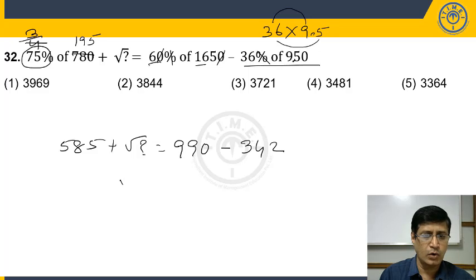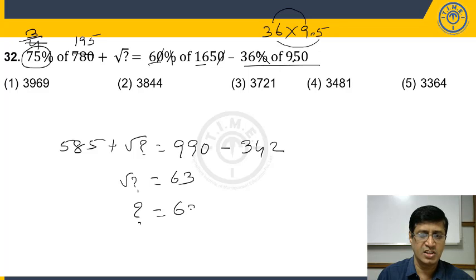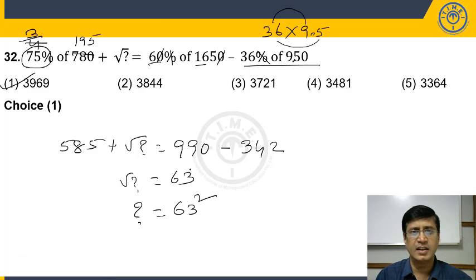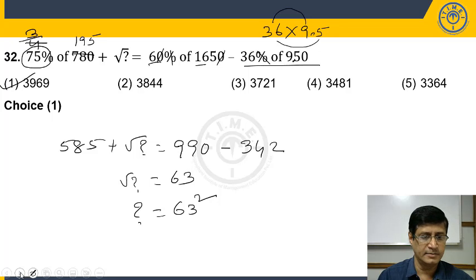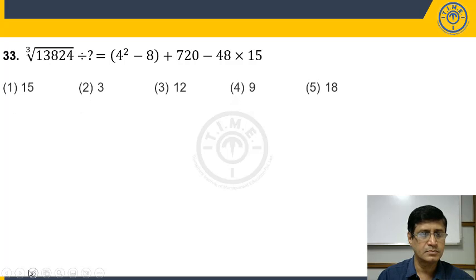Now what is the square root of question mark? Just by taking the values on one side, you will get 990 minus 342 minus 585. That is 63. So the question mark is 63 square. 63 square is 3969, which is option number 1. First choice is the answer. Now look at the next example on your screen.